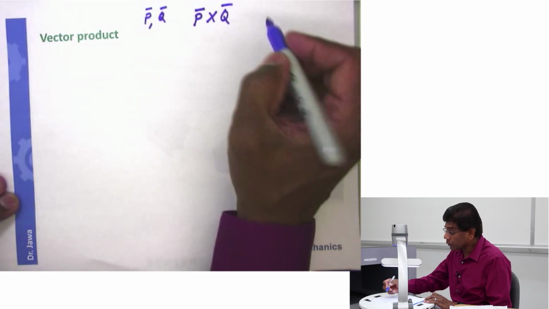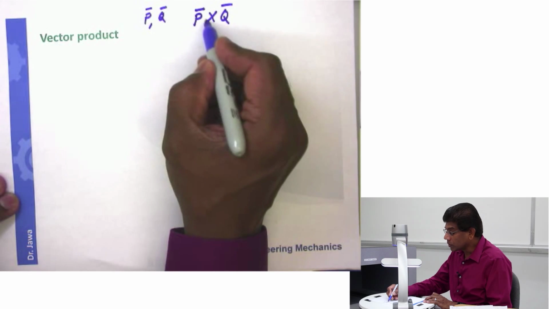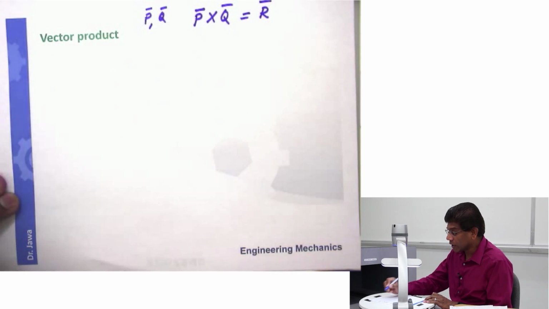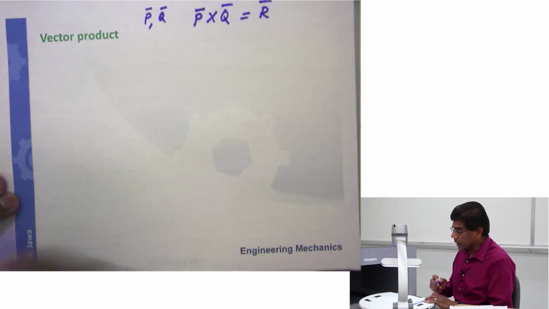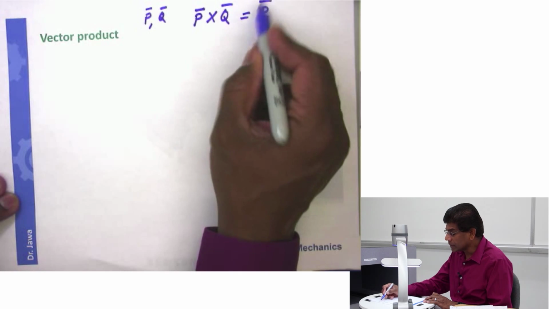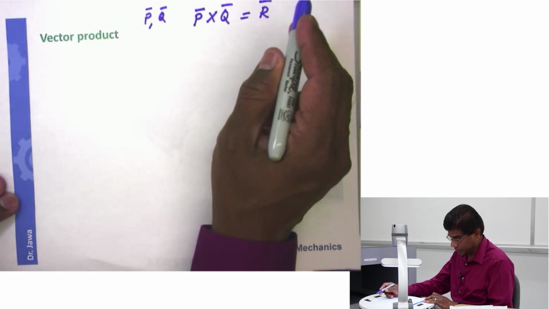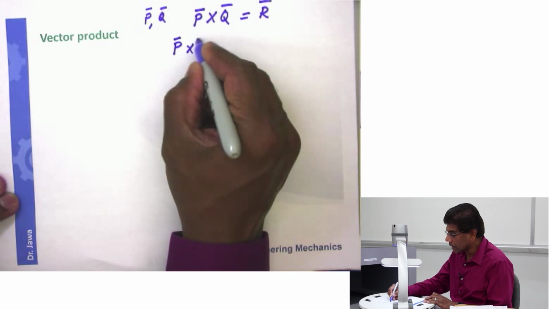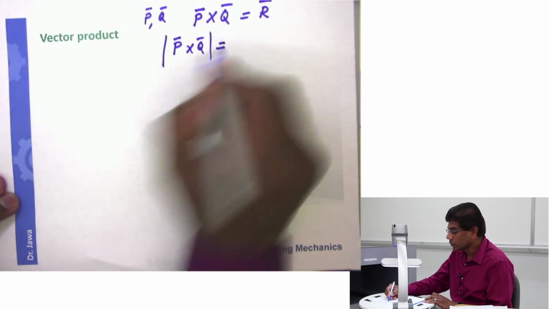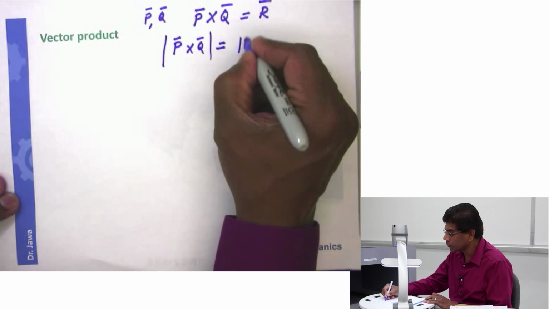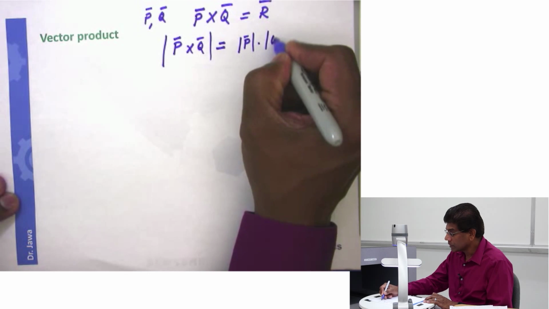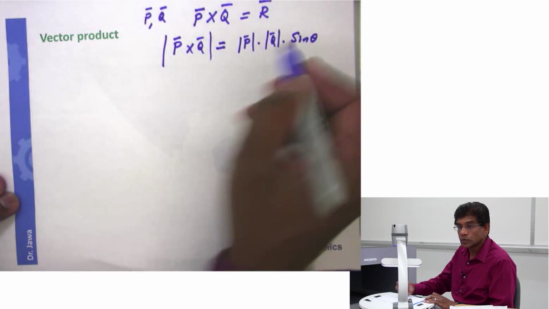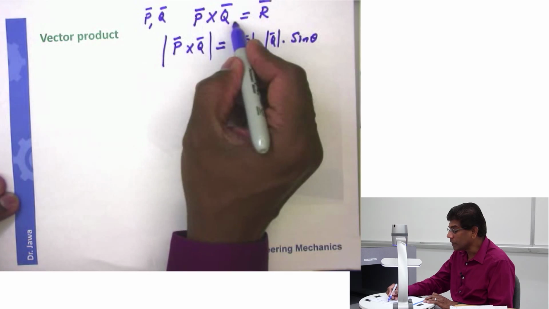All right? And from your math classes, you know, when you cross one vector with another vector, the resultant is going to be a vector as well, and I'm going to call it R. Now, what that means is the resultant is a vector which has got a magnitude and a direction. The magnitude of P cross Q, from math class, you know, is going to be the magnitude of vector P times magnitude of vector Q times sine theta. What is sine theta? That's the angle between these two vectors.